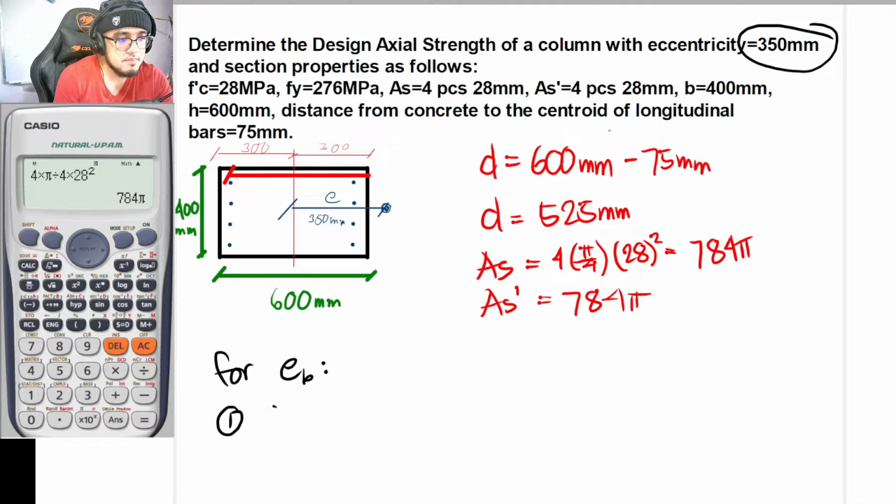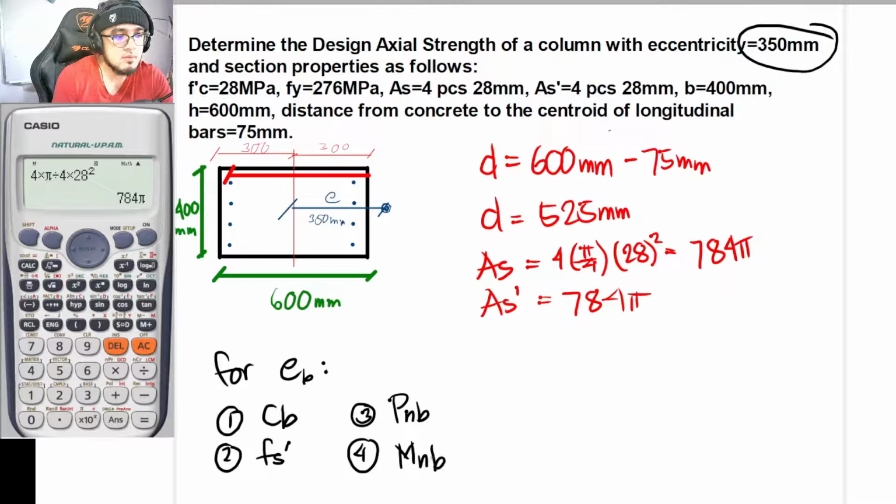So number one, solve for CB. Then after solving for CB, solve for Fs prime. Then after solving for Fs prime, solve for the balanced axial strength. And then the balanced moment strength. Then after determining both of these, you will now be solving for the eccentricity by M and B divided by P and B.